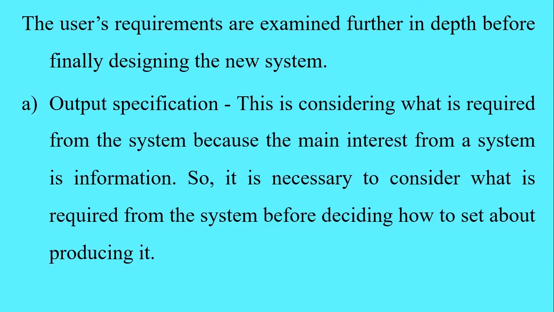Let's now look at each of the specifications. The first one is output specification. This is considering what is required from the system, because the main interest from a new system is information. So it is necessary to consider what is required from the system before deciding how to set about producing the system.